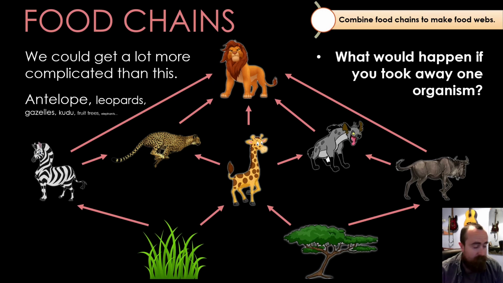Zebras, on the other hand, if in this example where we're saying they only eat grass, zebras are not going to have a good time if we take away the grass. There won't be any zebras left because there won't be any food for them to eat.